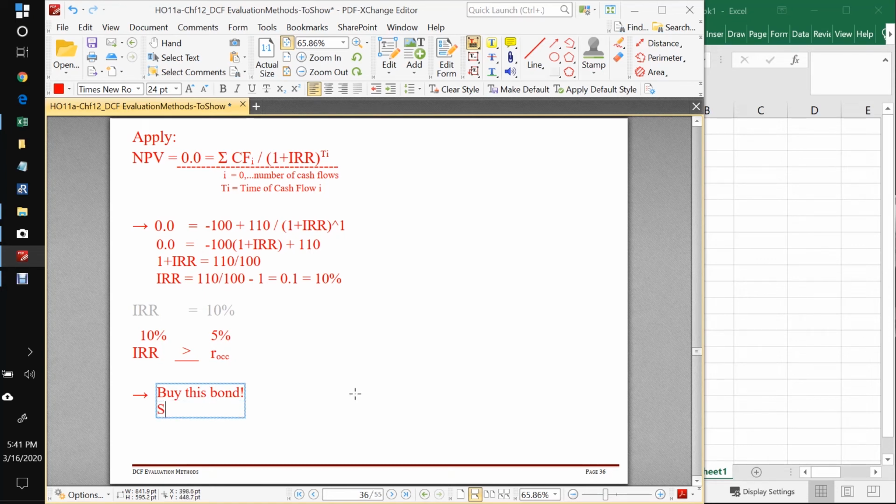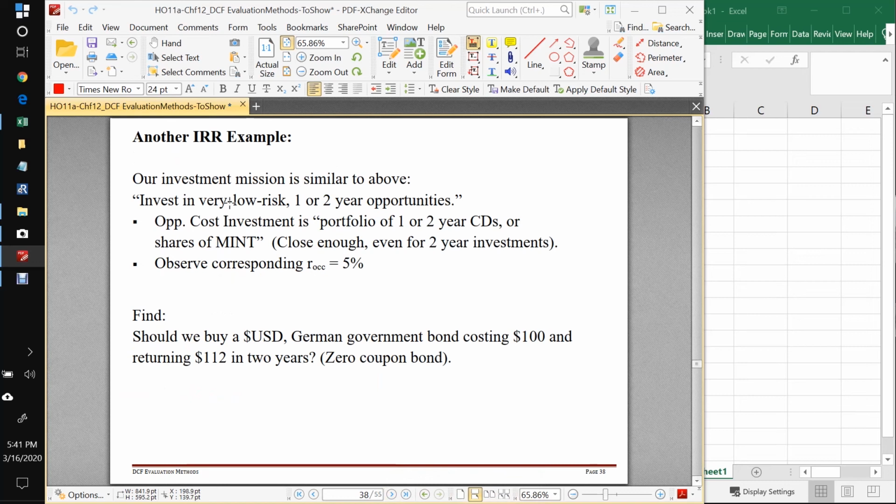Okay, and again, this is the same recommendation as BCR and NPV. Again, the recommendation should always line up. The numbers will always be different, but the recommendations are going to be the same. So that's good. Okay, let's do another IRR example, just because these have all been a little too simple.